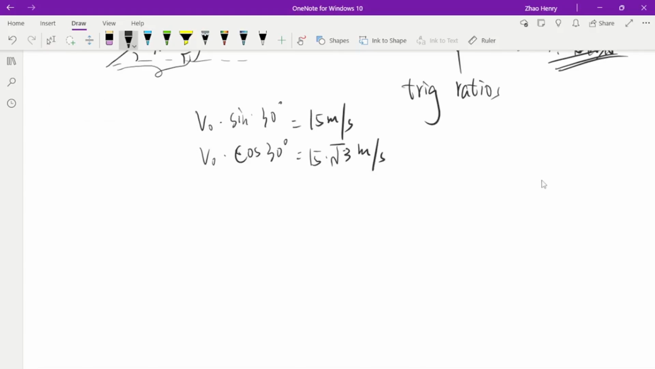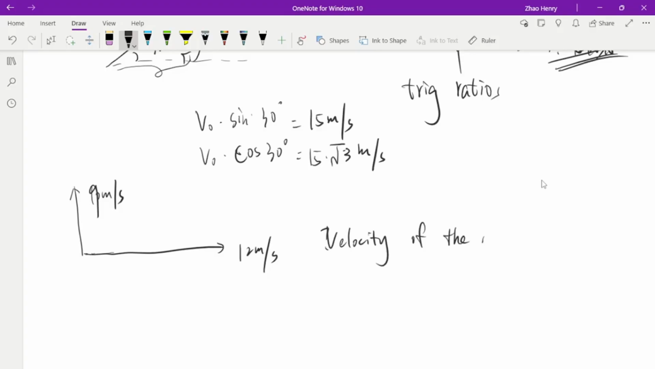Or it can ask you in the opposite way, like this. If an object is moving with a vertical component of 9 meters per second and a horizontal component of 12 meters per second, what is the speed? What is the velocity of the object? The first thing we need to do is the sum of vectors. The second thing is using the Pythagorean theorem.